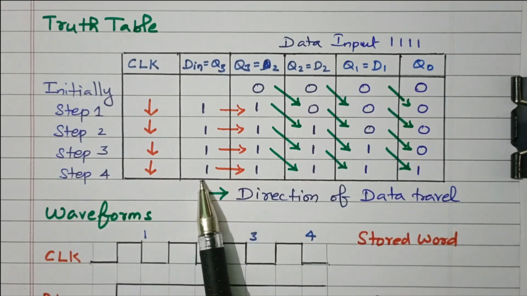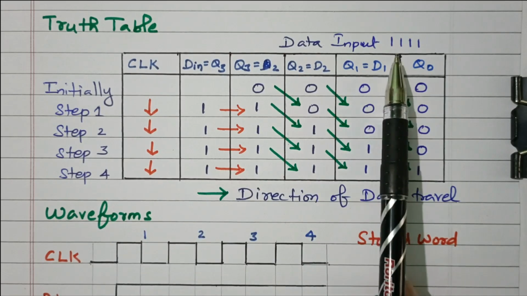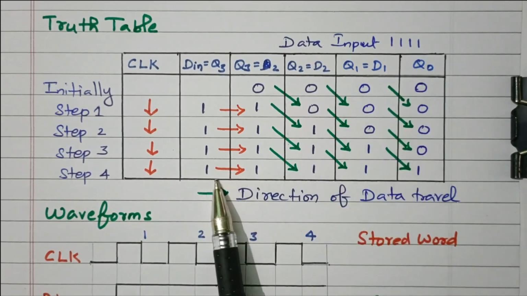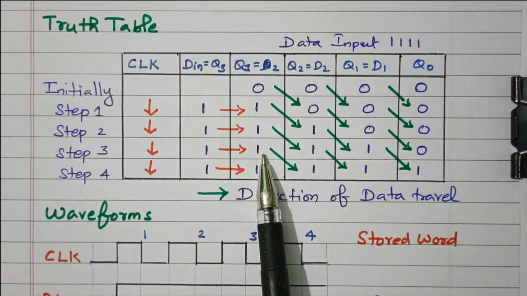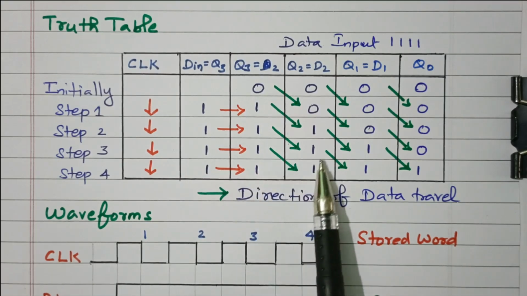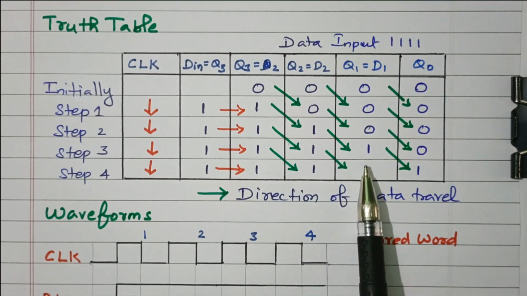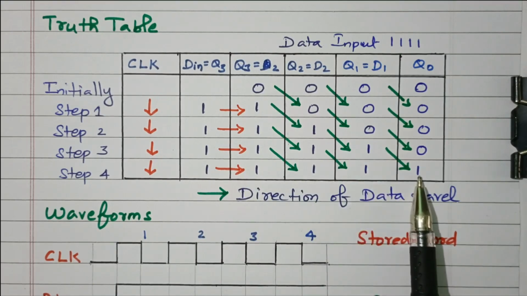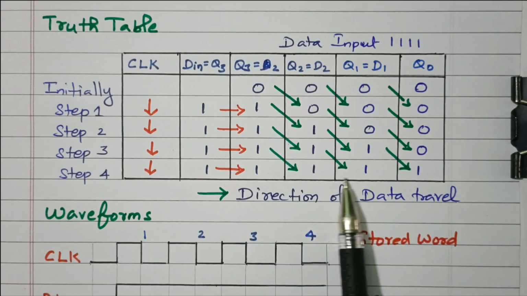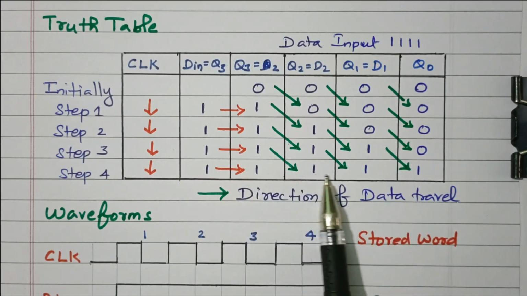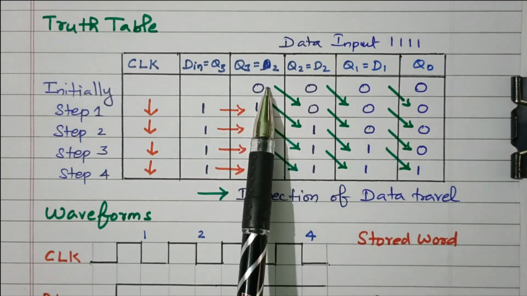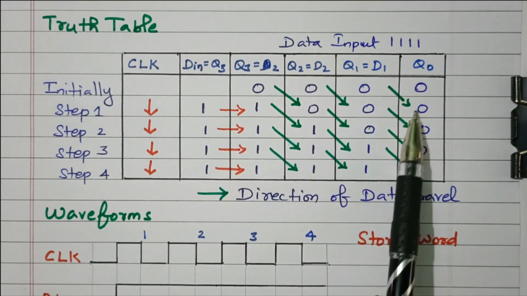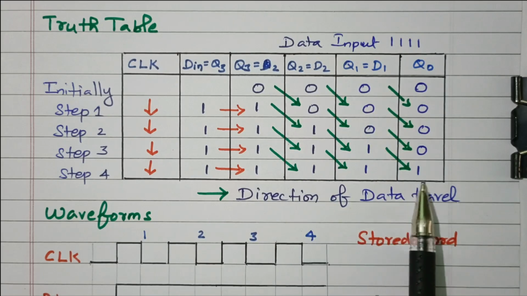Again in step 4, one more 1 is applied because our data is 1 1 1 1. This one will go to Q3. The Q3 that is already available will go to Q2. Q2 will go to Q1. Q1 will go to Q0. So that is 1 1 1 1. Finally we got the data. So this is the direction of data travel. While applying one, the data are moved to the next position. So finally we got the required output.